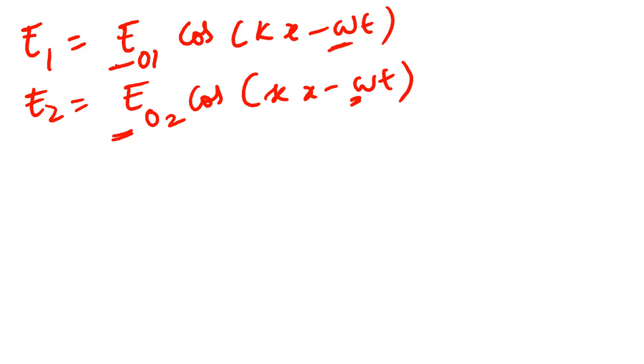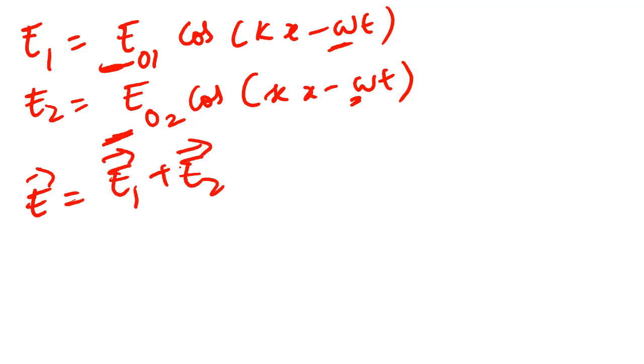We're looking at the same frequency and the same wave vector. We're just looking at a slightly different maximum, E01 and E02. So if I were to add these two, the net electric field would simply be a vector sum of E1 plus E2. So I just do the vectorial addition, right? If these both are along the y-axis, I just simply add them up, like a vector sum.